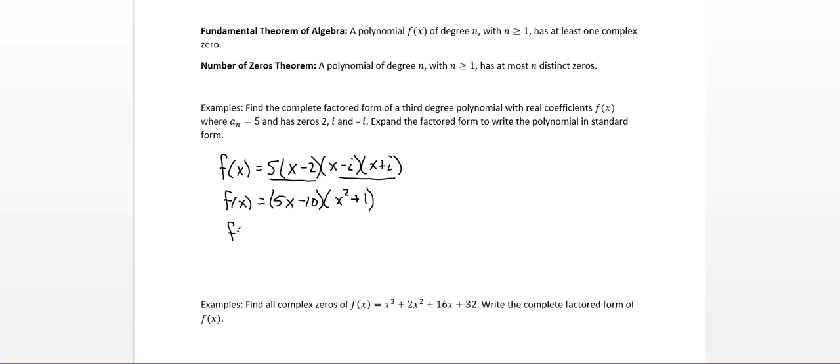And now we will distribute once again using the FOIL process, if you're familiar with that, or just distribution. We'll have 5x cubed plus 5x minus 10x squared minus 10, and most times we will choose to write these in descending order. So we have standard form, nice little decreasing order idea here. And there we have our third degree polynomial, leading coefficient of 5, with the zeros 2 and i and negative i.